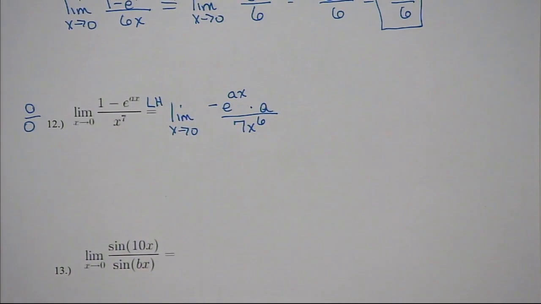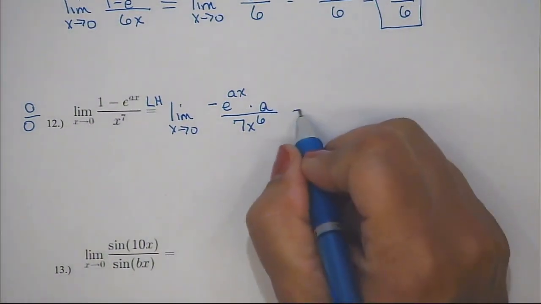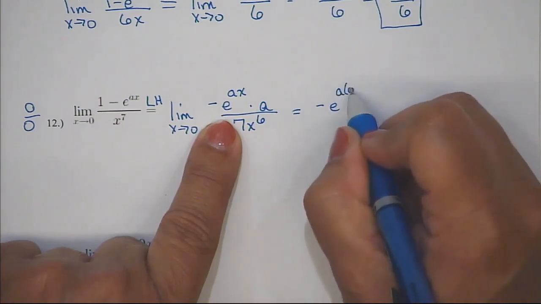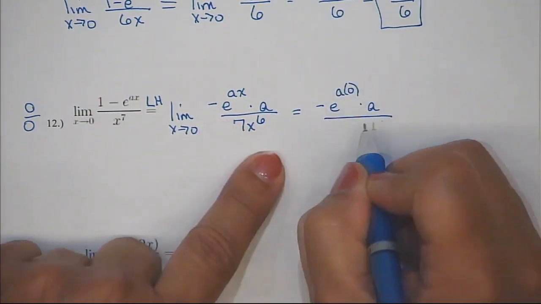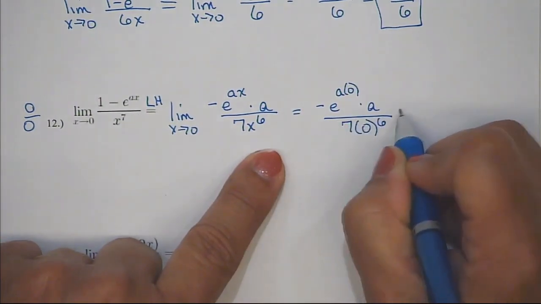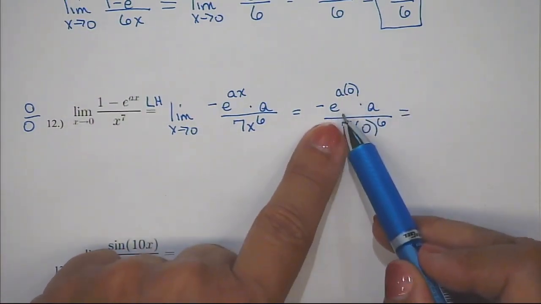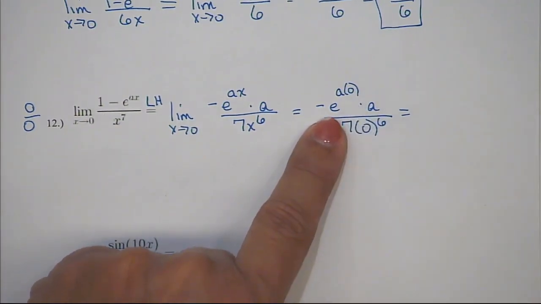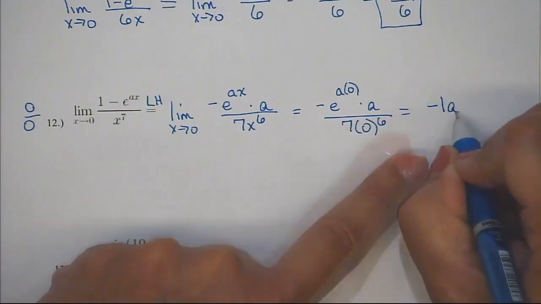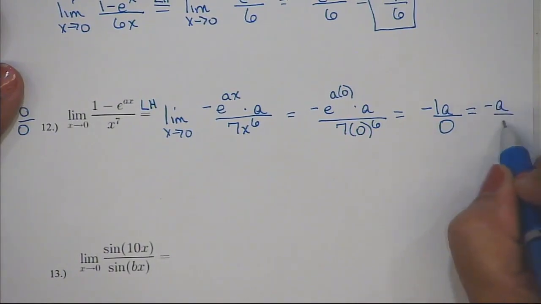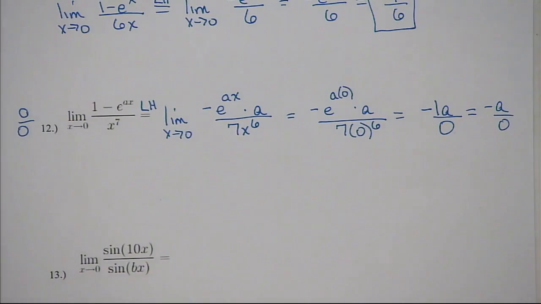All right, so if we plug in 0, what's going to happen? If we plug in 0, we're going to get negative e to the a times 0 times a over 7 times 0 to the 6th. All right, so right here we have negative e to the a times 0. So that's negative e to the 0, which is negative 1 times a over 0. Okay, so that gives you negative a divided by 0. So a negative number divided by 0.